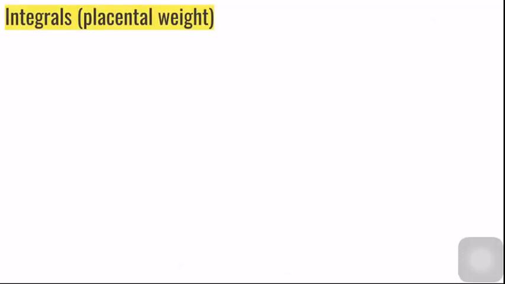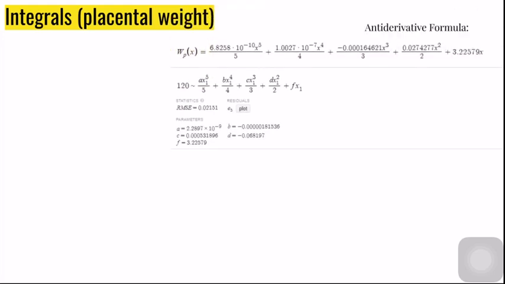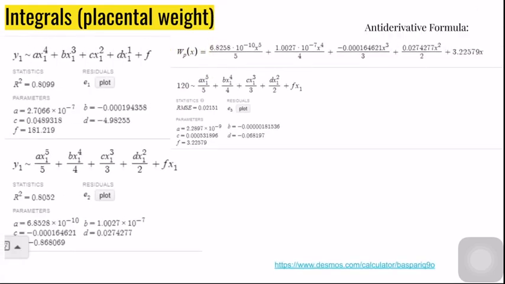The placenta weight in grams as a function of time in days was determined from the fourth degree polynomial. The antiderivative was taken of the fourth degree polynomial, and once the antiderivative was taken, it was set equal to 120 grams, and the f value, also known as the constant or c value, was determined as 3.22579 and was plugged back into the WP of x formula, which was the antiderivative formula.